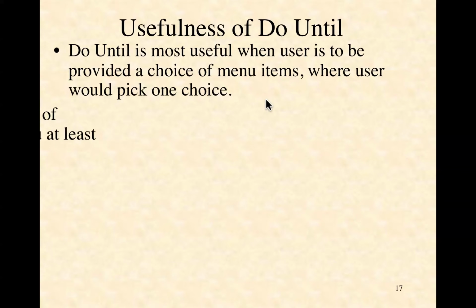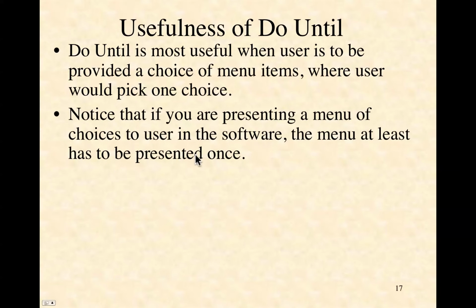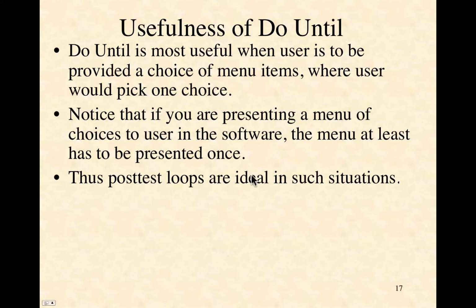As you understand, if you're presenting a menu of choices to the user in software, the menu at least has to be presented to the user once. And post-test loops are ideal in such situations because, as you know, the loop condition is tested after the code inside the loop has been run once. So if you have to present the menu at least once, it's best to use a post-test loop in such situations.